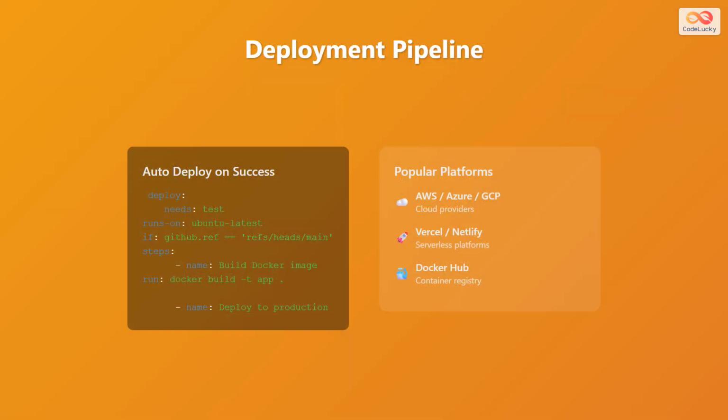The deployment pipeline automates the release of tested code to production environments. You can configure GitHub Actions to automatically deploy code upon successful completion of the CI pipeline. For example, the deploy job depends on the test job and runs only if the code is merged into the main branch. The steps in the deployment pipeline include building the Docker image and deploying it to a production environment. Popular deployment platforms include cloud providers like AWS, Azure, and GCP, serverless platforms like Vercel and Netlify, and container registries like Docker Hub.